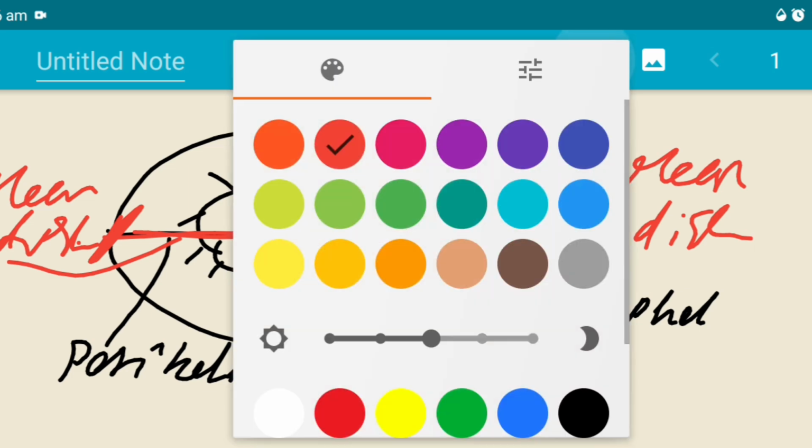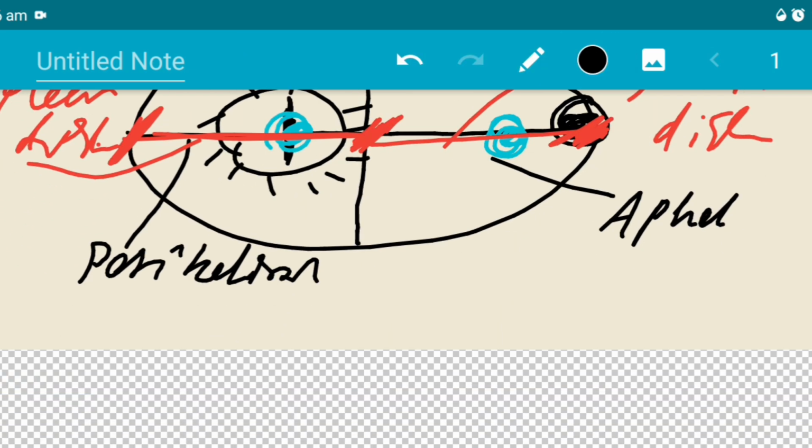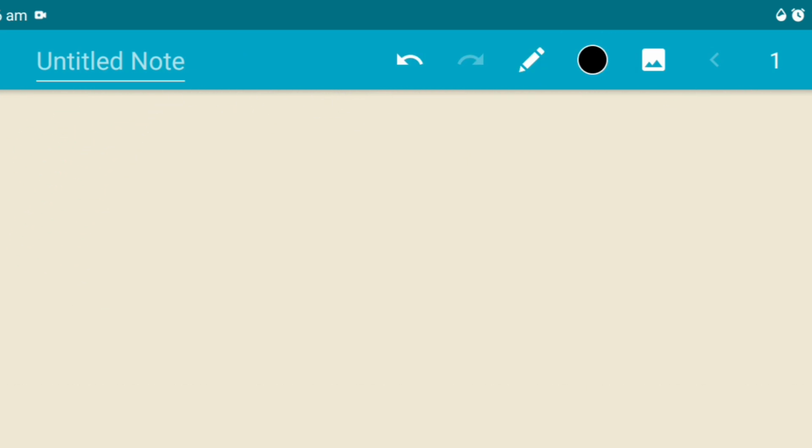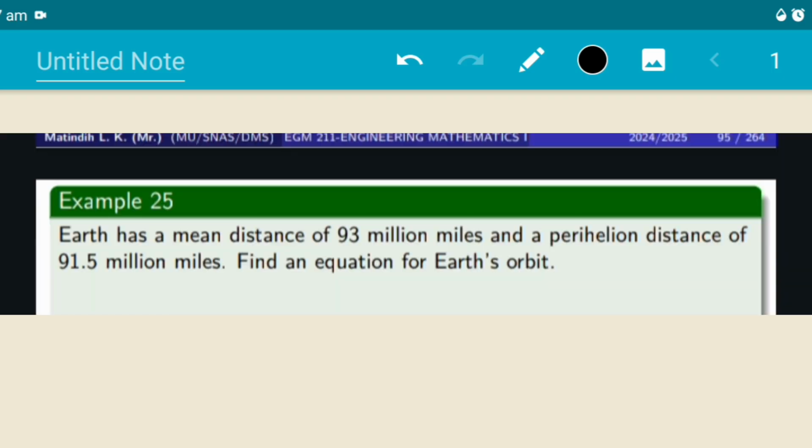So now, with that being said, I'd like us to look at some examples or try to solve some questions. There's this question. We're being told that Earth has a mean distance of 93 million miles and a perihelion distance of 91.5 million miles. Find an equation for Earth's orbit.